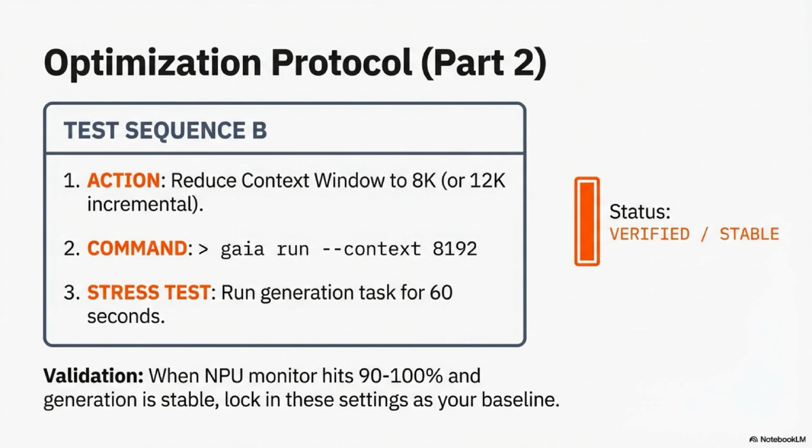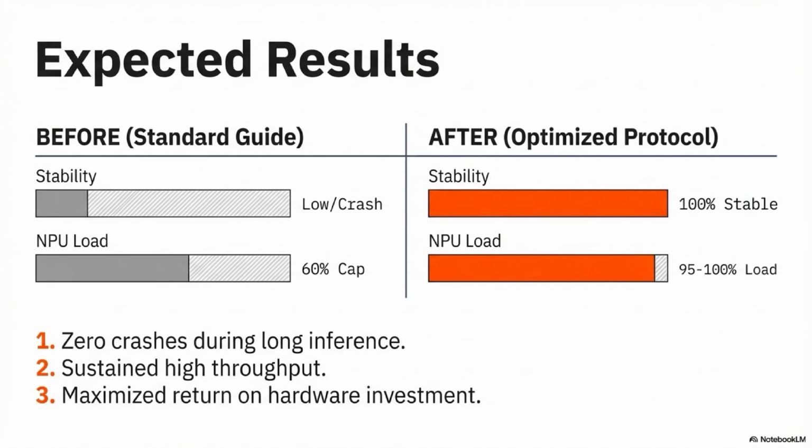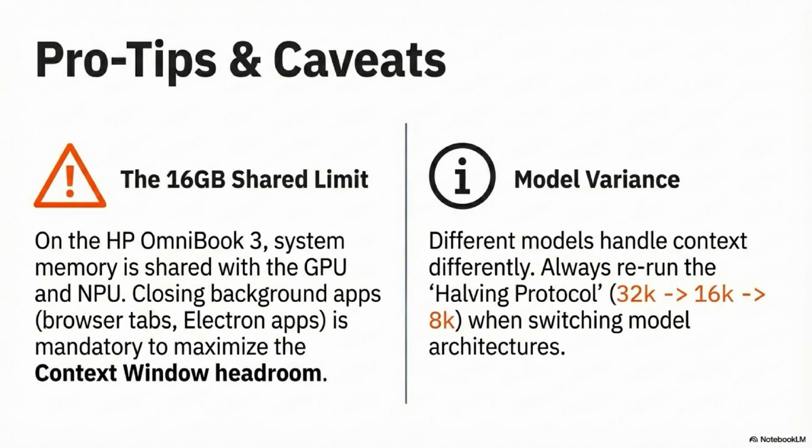Remember, shared memory is divided among CPU, GPU, and NPU. Close browser tabs, Electron apps, and background tasks. Every megabyte counts. Different models vary: Phi-4, Llama, Mistral. Rerun the protocol each time. Don't trust default settings. They're not built for mobile hardware. Context window sizing is your main optimization lever. Through systematic tuning, your NPU becomes a 100% workhorse.